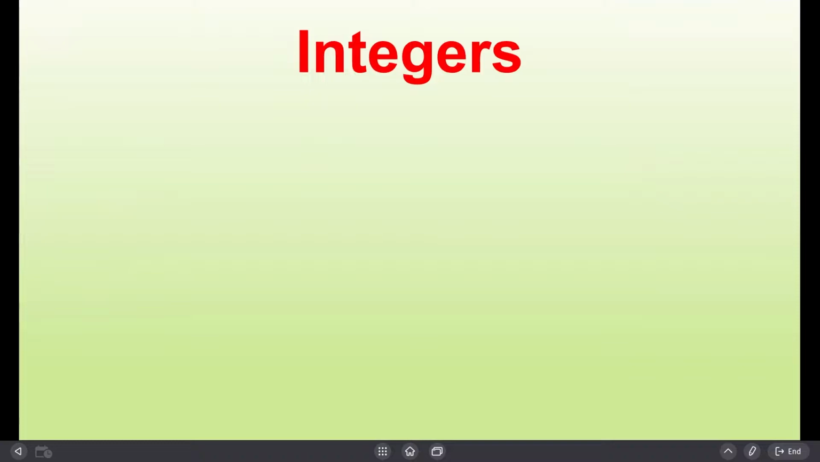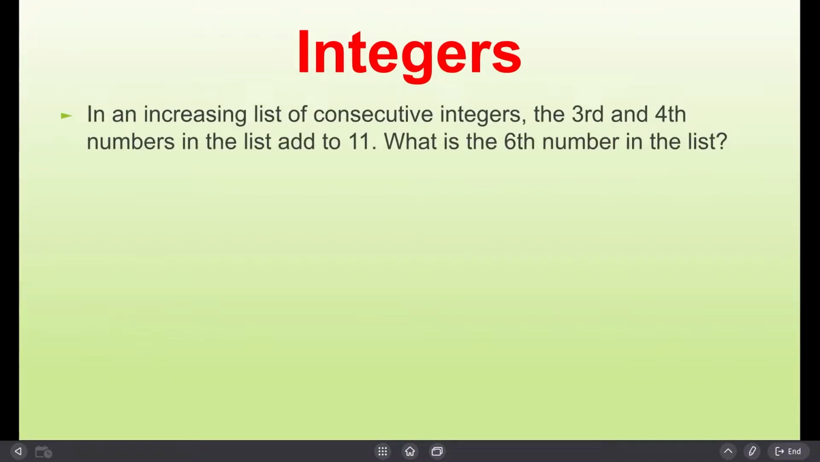So our first problem will be for the integers, and here's our problem statement. In an increasing list of consecutive integers, the third and fourth number on the list add to 11. So what is the sixth number on the list? So we can keep this problem in our mind, and now let's look at the possible answers here. So we have A is equal to 10, or we have 11, we have 9, we have 8, and we also have 12. Feel free to pause this video if you want to try this by yourself.